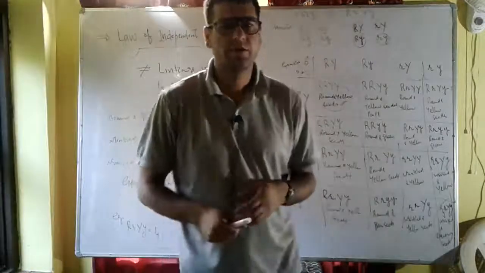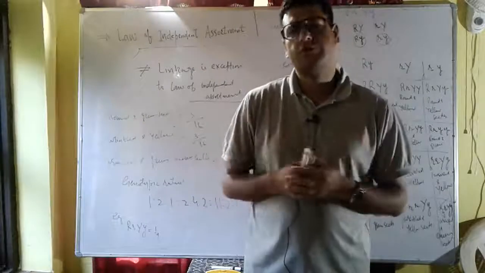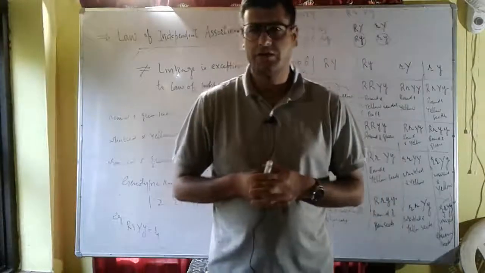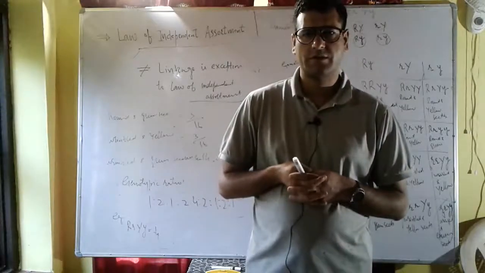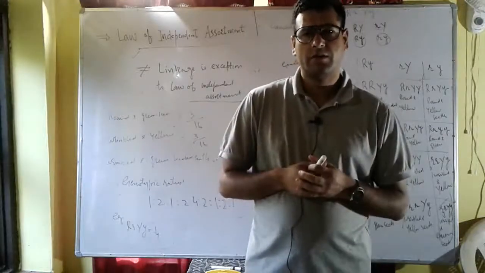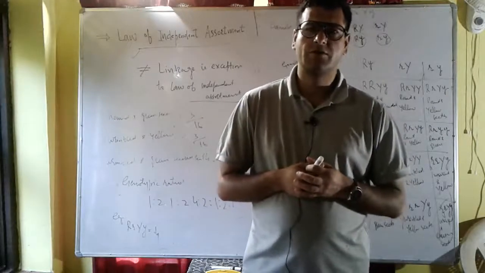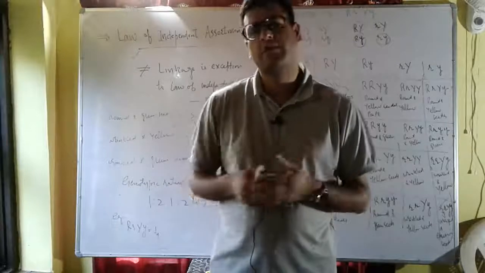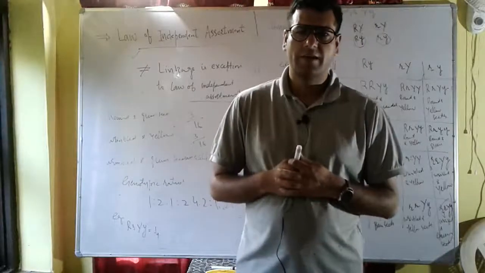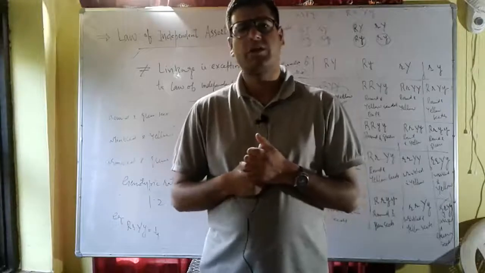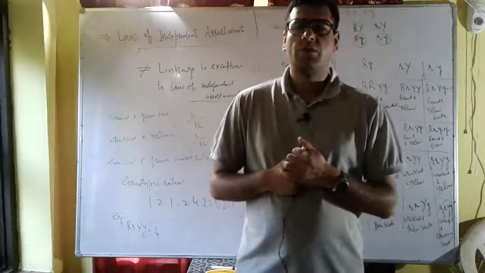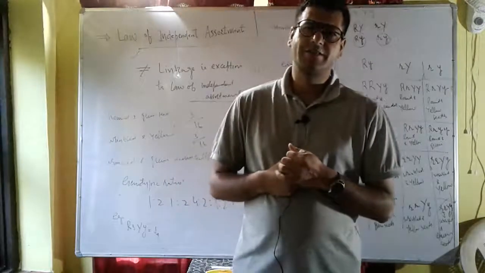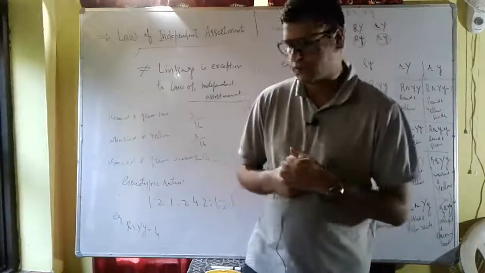That means if two or more genes are located on the same chromosome, they will be inherited together. They will not get assorted. At that time, the law of independent assortment fails, because the genes present on the same chromosome will be inherited together from parents to offspring. The genes located on the same chromosome are called linked genes. So the law of independent assortment does not apply to linked genes. So linkage is an exception to the law of independent assortment.